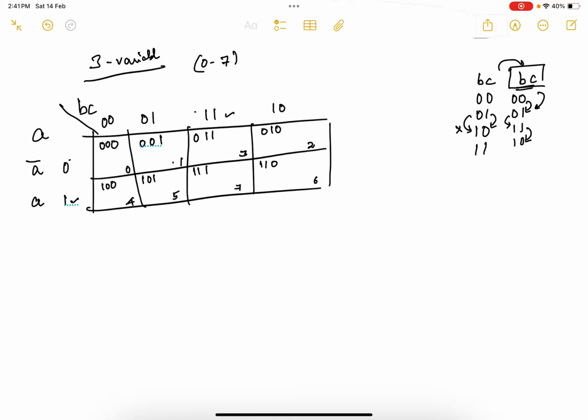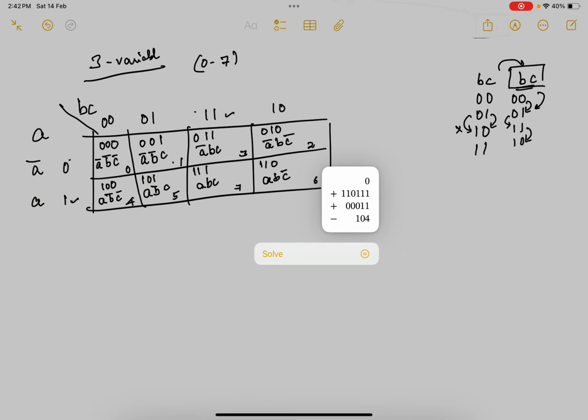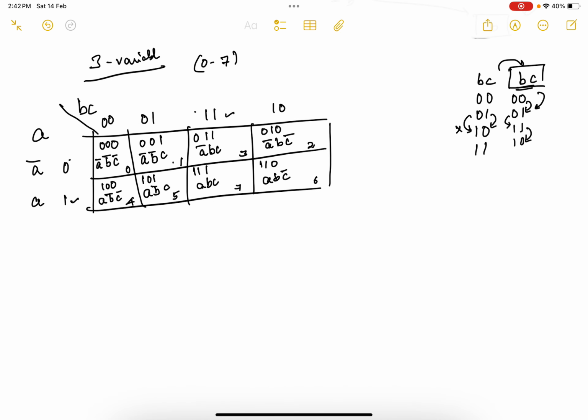Or this can also be written as: 000 is A bar, B bar, C bar; or A bar, B bar, C; or A bar, B, C; or A bar, B, C bar. This can be written as A, B bar, C bar; or A, B bar, C; or A, B, C; and this is A, B, C bar. This is how your cells are represented in the three variable K-map.